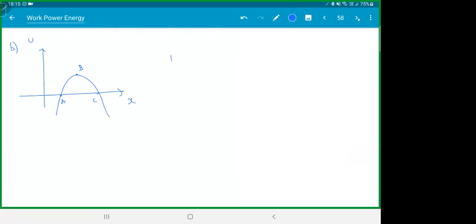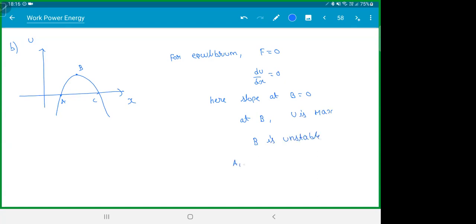First of all, for equilibrium, force should be zero. That is, slope du by dx should be zero. So here only the slope is zero at B. And at B, potential energy is maximum. So B is unstable equilibrium. A and C are nothing. Clear? Force should be zero and the potential energy is maximum, so it is an unstable equilibrium.